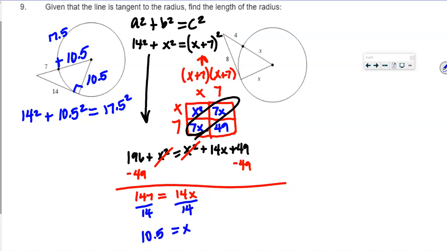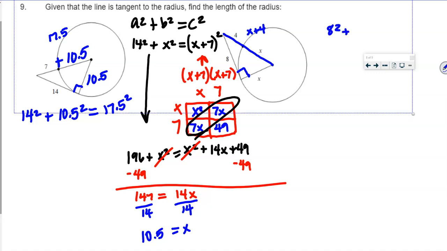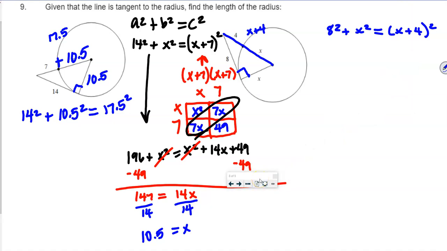So here again, my right angle's there. This is my hypotenuse, and this is going to be X plus 4, right? Okay, so I'm going to make it 8 squared plus X squared equals X plus 4 squared. I'm going to do my lovely little box method over here. I'm going to put my X and my 4 right there as well. I'm just going to do my box right here.